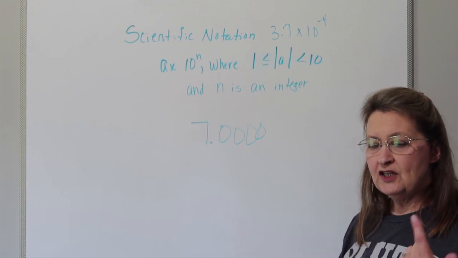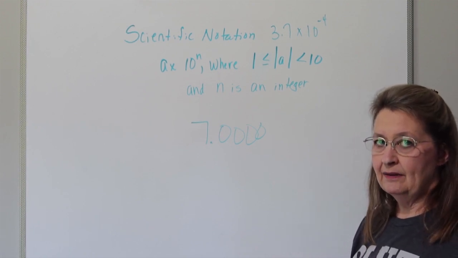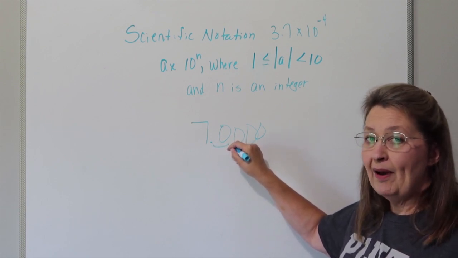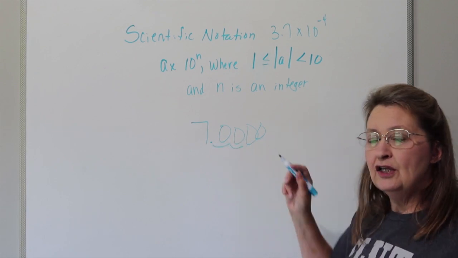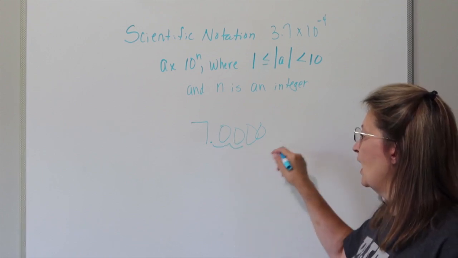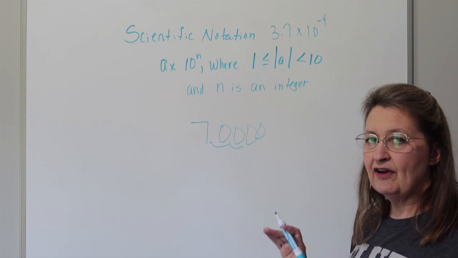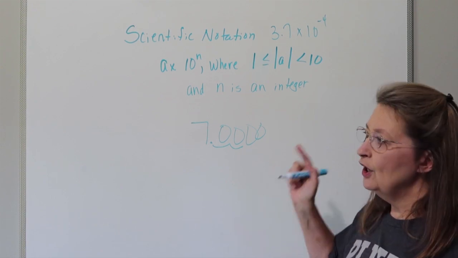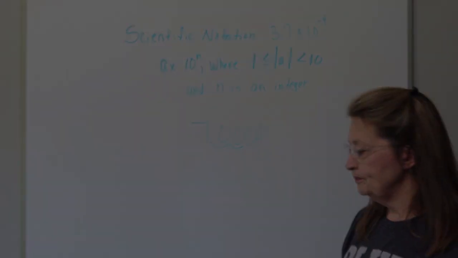What happens to a decimal when you multiply it by 10? You move your decimal over. If you multiply by 100, you move it over here. So if you multiply by 10 to the 5th, you're going to move it over to the right 5 times. What happens if your exponent is negative? You move it to the left.